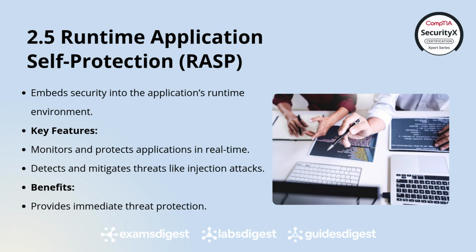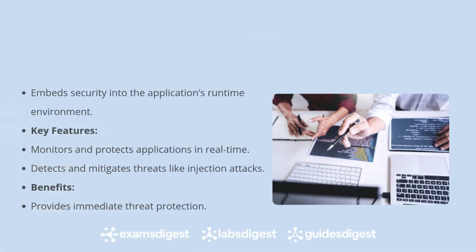Runtime application self-protection, or RASP, takes application security a step further by embedding security directly into the runtime environment of the application. RASP tools monitor and analyze application behavior in real time, detecting and mitigating threats as they occur. Unlike traditional security measures that rely on external analysis, RASP provides immediate protection against attacks such as injection flaws, cross-site scripting, XSS, and unauthorized access attempts.